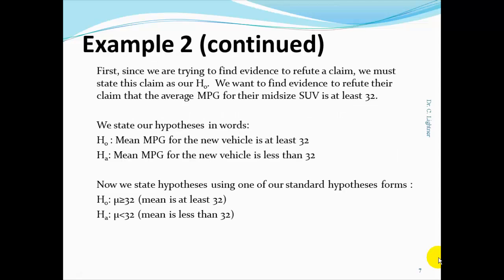First, since we are trying to find evidence to reject a claim, we should state this claim as our null hypothesis. So we want our null hypothesis to be the claim that the mean miles per gallon for the new vehicle is at least 32, which means the alternative is the mean miles per gallon for the new vehicle is less than 32. Now we should state these hypotheses using one of our standard hypotheses forms. Our null hypothesis should be stated as the population mean is greater than or equal to 32, and our alternative hypothesis should be stated as the population mean is less than 32.